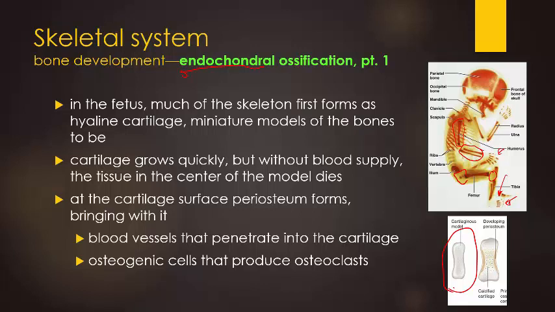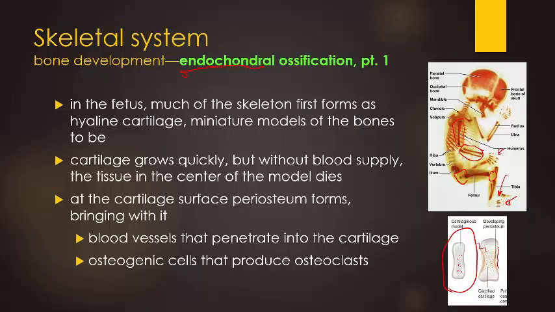Now recall, cartilage doesn't have blood supply, so this cartilage model is going to be limited in how large it can get before the cartilage cells here in the center of that model don't have adequate supply of oxygen and nutrients. And so as the cartilage model gets larger, the central cells begin to die, and about that same time blood vessels begin to make their way in toward the center.